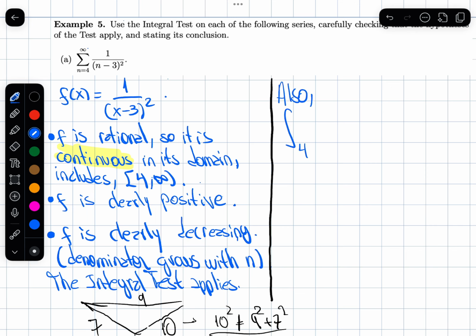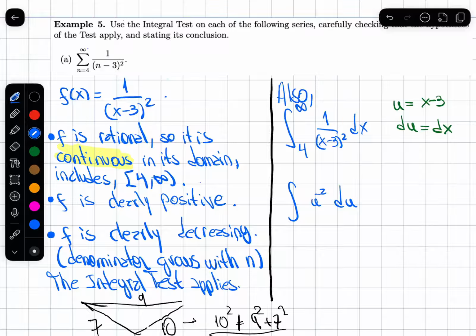The integral from 4 to infinity of 1 over (x minus 3) squared dx. I'll make a u sub. I'll make u equals x minus 3. du is just dx that way. So this becomes the integral of u to the negative 2 du, because it's 1 over u squared. And I'm not going to change the limits of integration. I'll keep it from a to b like this. Then I'll change it back.